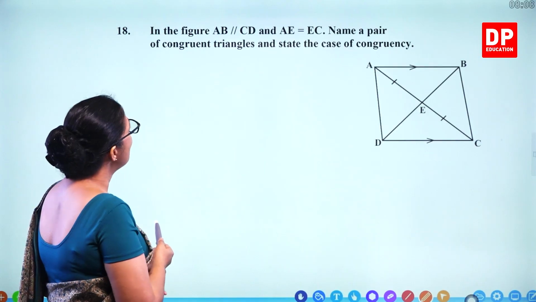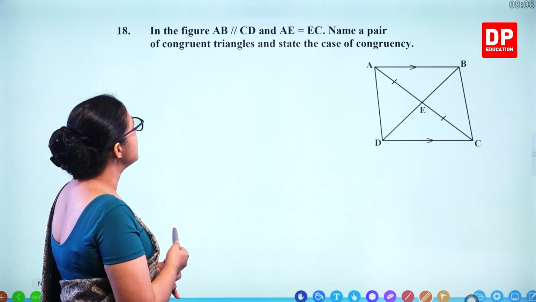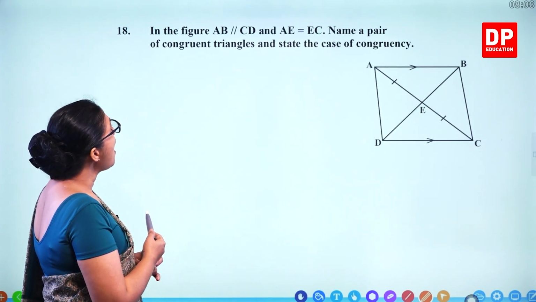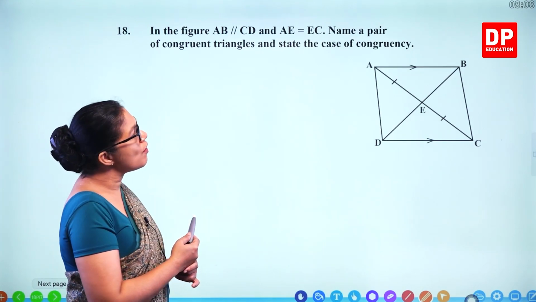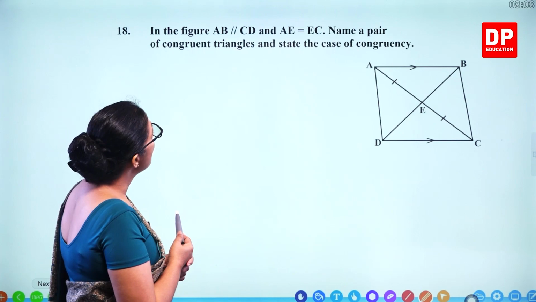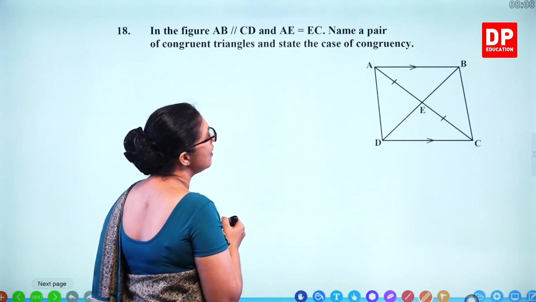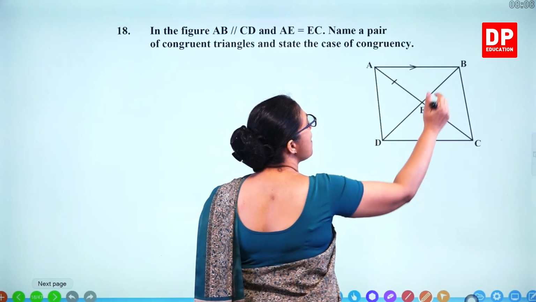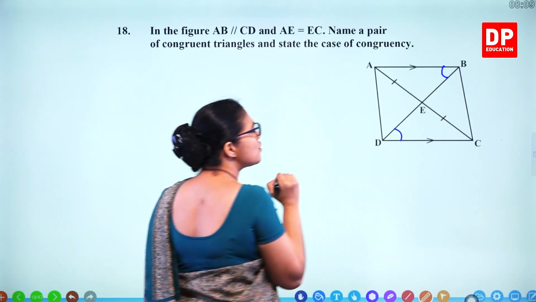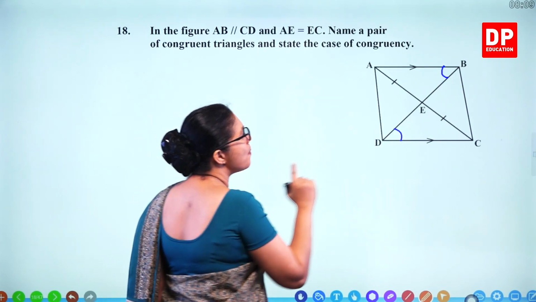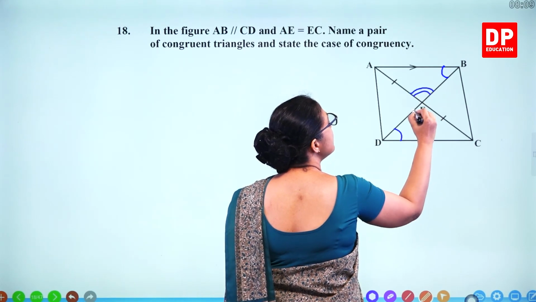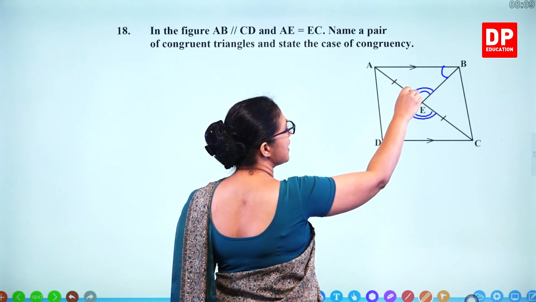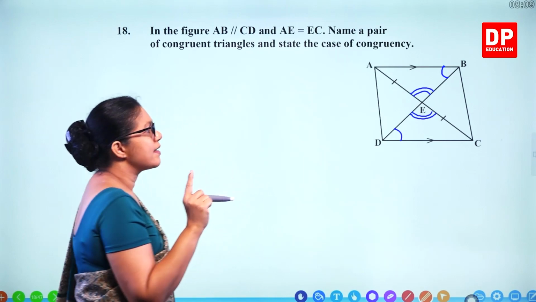Question number 18. In the figure, AB is parallel to CD and AE is equal to EC. Name a pair of congruent triangles and state the case of congruency. So here you have to give congruent triangles. Look carefully. This is equal to this one. And these two lines are parallel, so this angle is equal to this one, alternate angles. And this angle is equal to this angle because vertically opposite angles are equal.